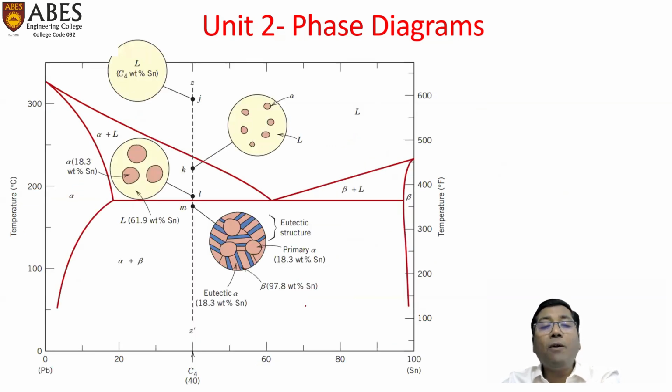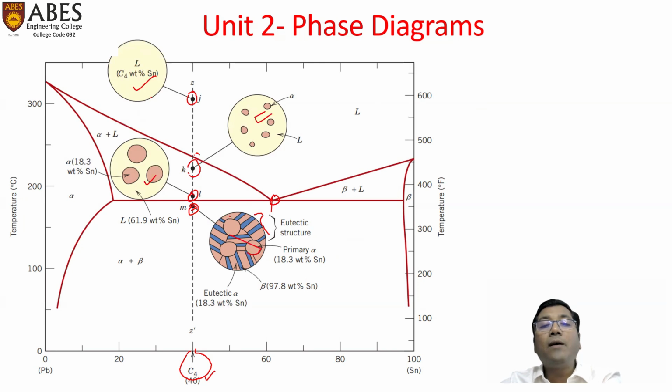Similarly, we consider this point C4. The composition C4 means 40 weight percent tin and 60 weight percent lead. Starting from point J, it is completely liquid. Inside this is alpha plus liquid. So alpha starts to precipitate and solidify, and liquid is also there. So in the liquid, a few chunks of alpha would be there. Then at point L, a major portion gets converted to solid and liquid is very little. And at this point, this alpha would still be there, and this lamella of the eutectic combination will also form. So this eutectic structure would also be there. Primary alpha would also be there.